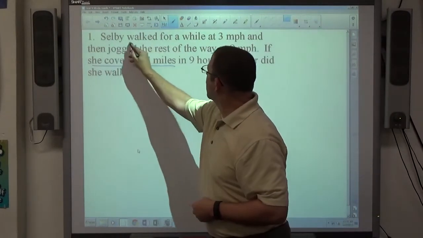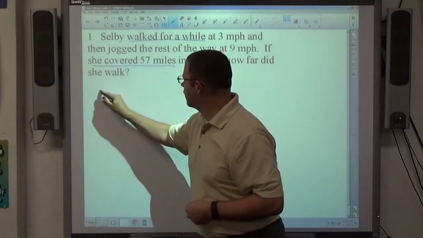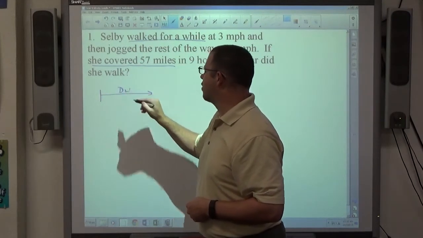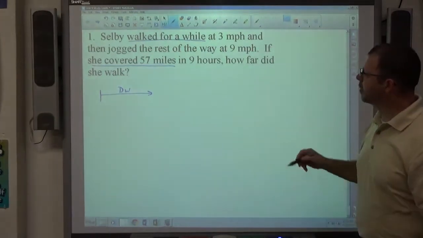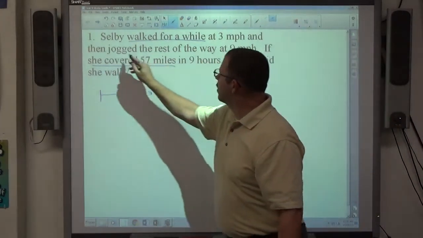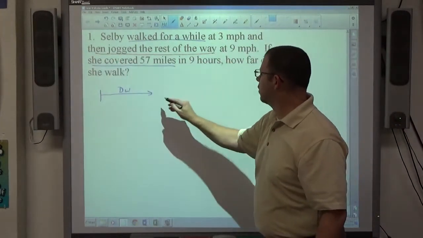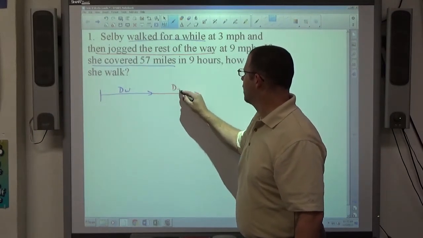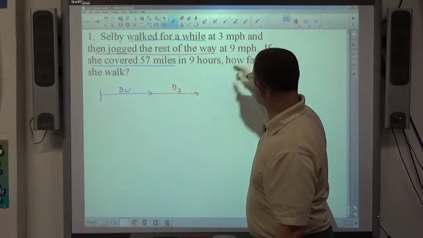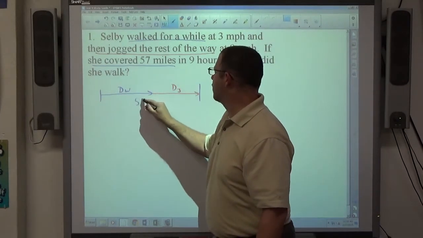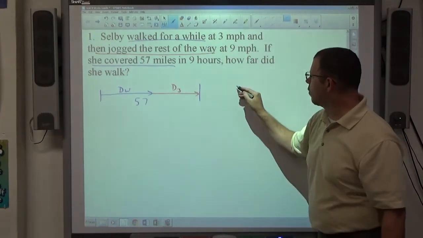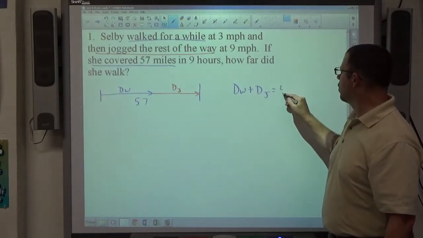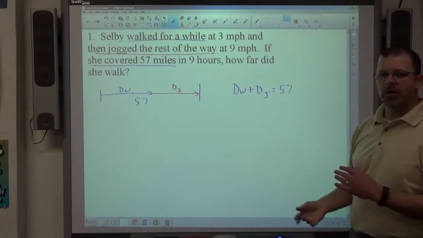So she walked for a while, so let's say that this represents her walking. It doesn't tell us how far she walked, so we're going to establish that as a variable. Then she jogged the rest of the way, so from that point she started jogging to finish the trip. So altogether, she covered 57 miles. So by the picture, we can see that her walking distance, adding to her jogging distance, is going to equal her total distance. That's priority 1 on the test.